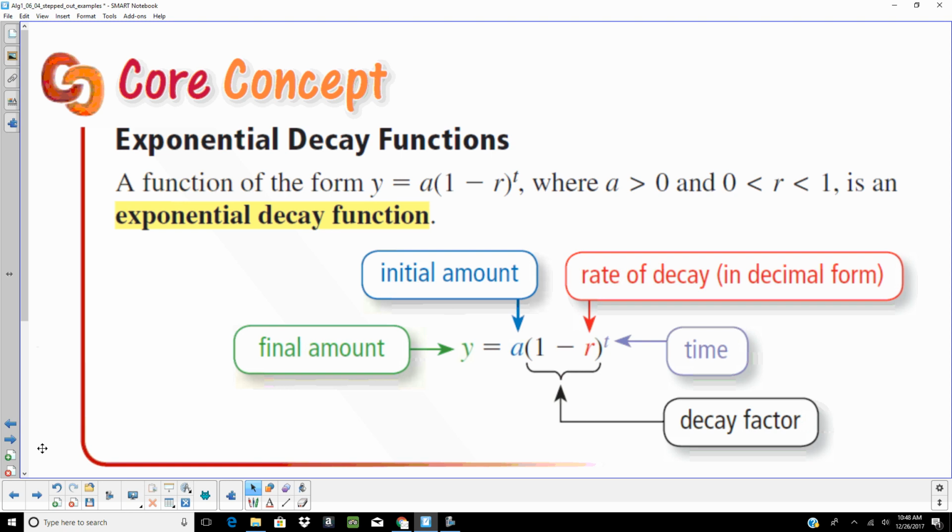All right, this is a decay function. And if you notice, it looks almost exactly like our last formula, but instead of a plus sign, we've got a minus sign. Because it's decaying, it's getting less than, so we're taking away that rate of decay.